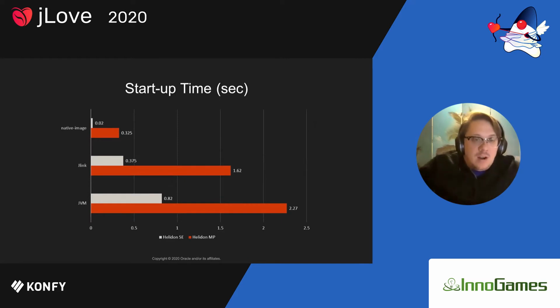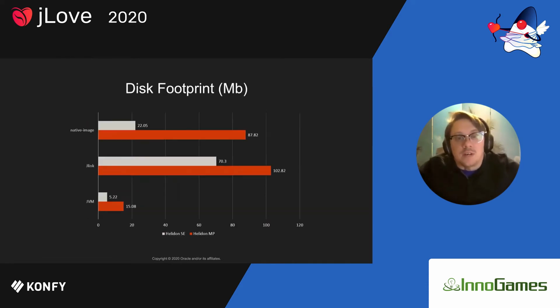Startup times are just incredible. So native image is a fraction of a second. JVM is also a fraction of a second, a little bit slower. But as you see in the middle, there's the JLink image. That means that we are once again not loading things we don't want, and JLink provides us the possibility to throw away the code we're not using, and that also results in wonderful startup times.